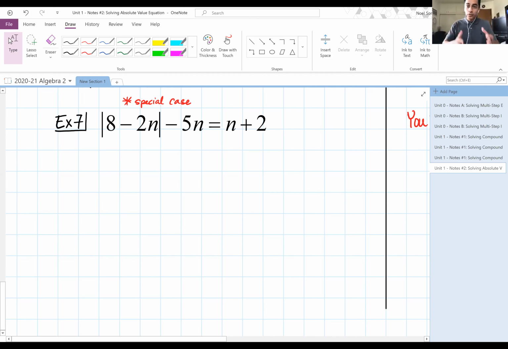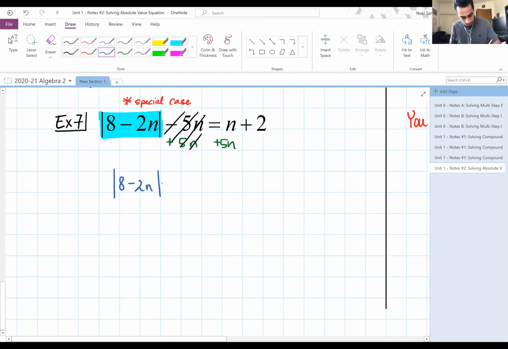So first of all, the goal always is to get the absolute value by itself, all right? So in this case, I want all of this to be by itself on the left side, which means I would have to get rid of the negative 5n. I'd have to move it to the right side. So first, we're going to add 5n. Okay, so the negative 5n plus 5n, 0 pair, that cancels out. And then what's nice about it is now that we have this absolute value of 8 minus 2n by itself, now it's equal to n plus 5n, that's 6n plus 2.